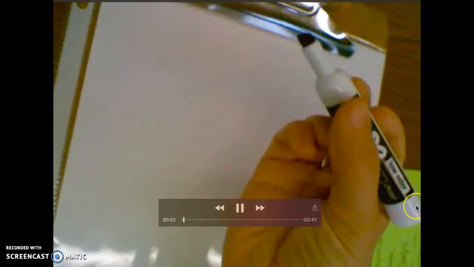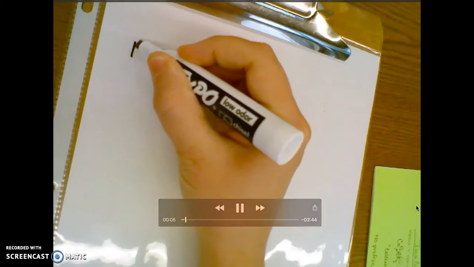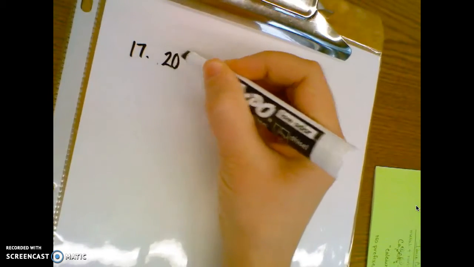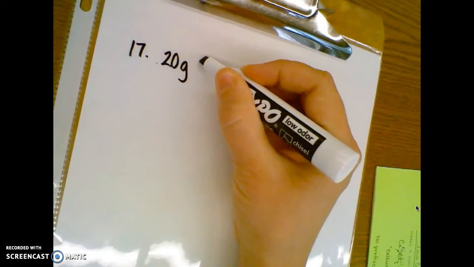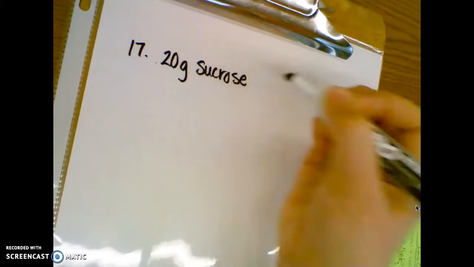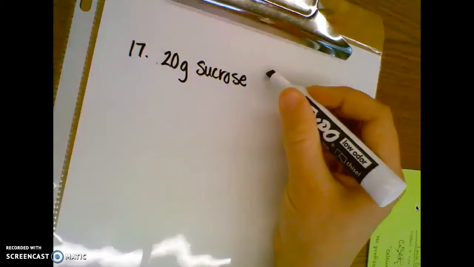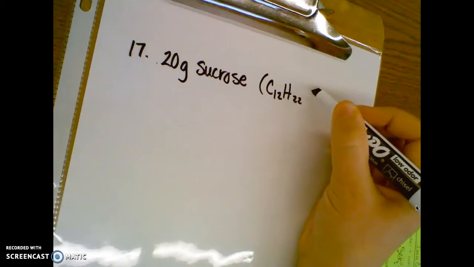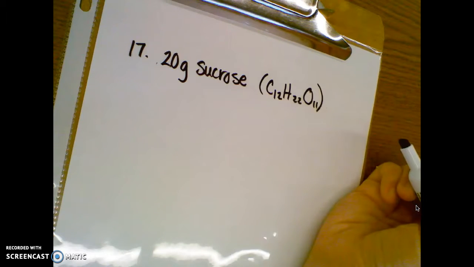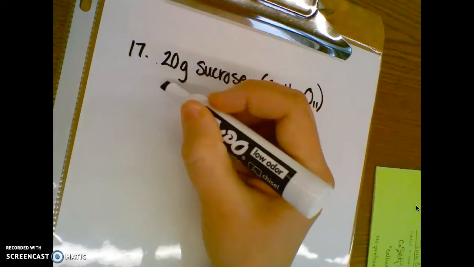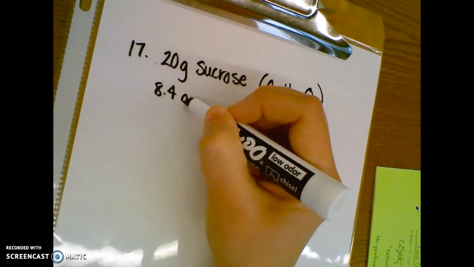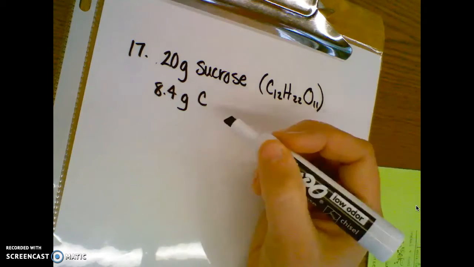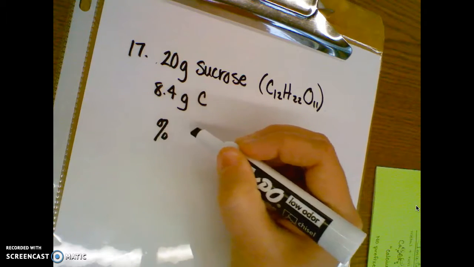Okay, here I'm going to demonstrate how to do a couple of problems from your homework. This is number 17, and you're going to determine what the percentage of carbon is. We have the chemical equation of sucrose. We have 20 grams of sucrose, and this is the chemical equation. And we want to find out if there are 8.4 grams of carbon in that sample, then what is the percentage of carbon?